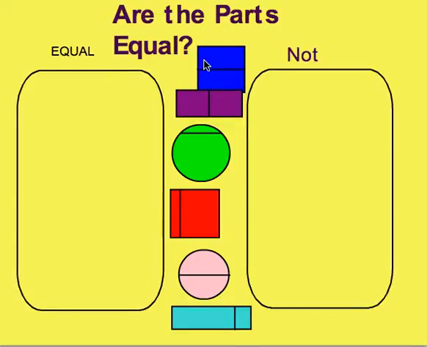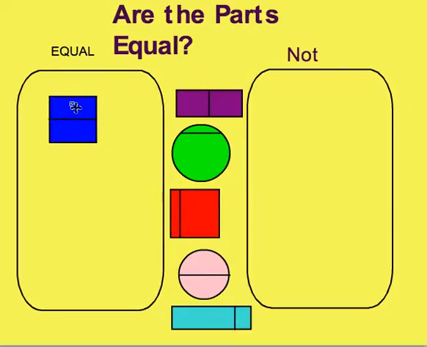So as you can see, I have several shapes here with two category boxes. I'm just going to ask the question, if I look at this square here, the line here is cut in half, are these two pieces equal? Now, equal means they have to be exactly the same dimensions, same height, same length. It does not mean same color. Yes, this piece here and this piece are equal. Let's go in the equal box here.